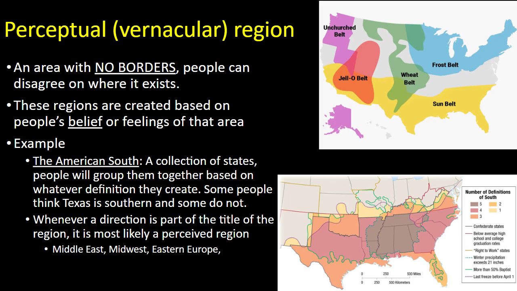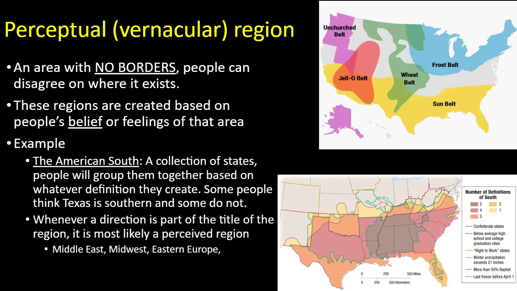All right. This is the last type of region. Vernacular regions. These are areas with no borders. People disagree on where it exists. Does it exist at all? Some people will say no. On the AP exam and other exams, they do a lot of things with Sun Belt and Rust Belt. Those are the two most popular ones. Rust Belt's not on there, but it's for the most part inside the Frost Belt, if you're looking on that map.